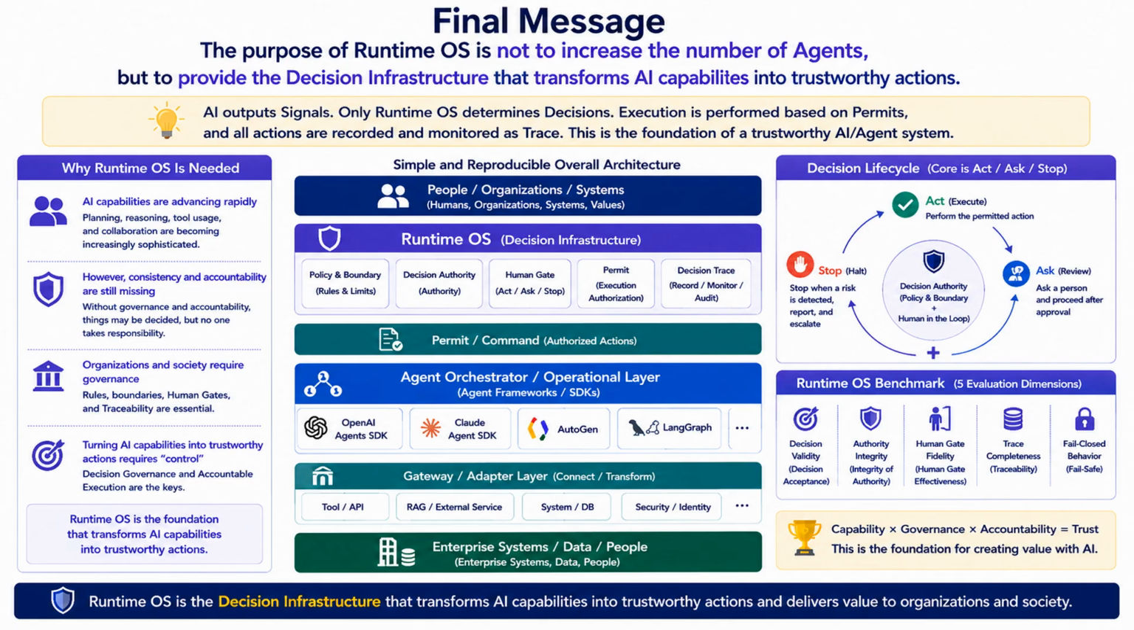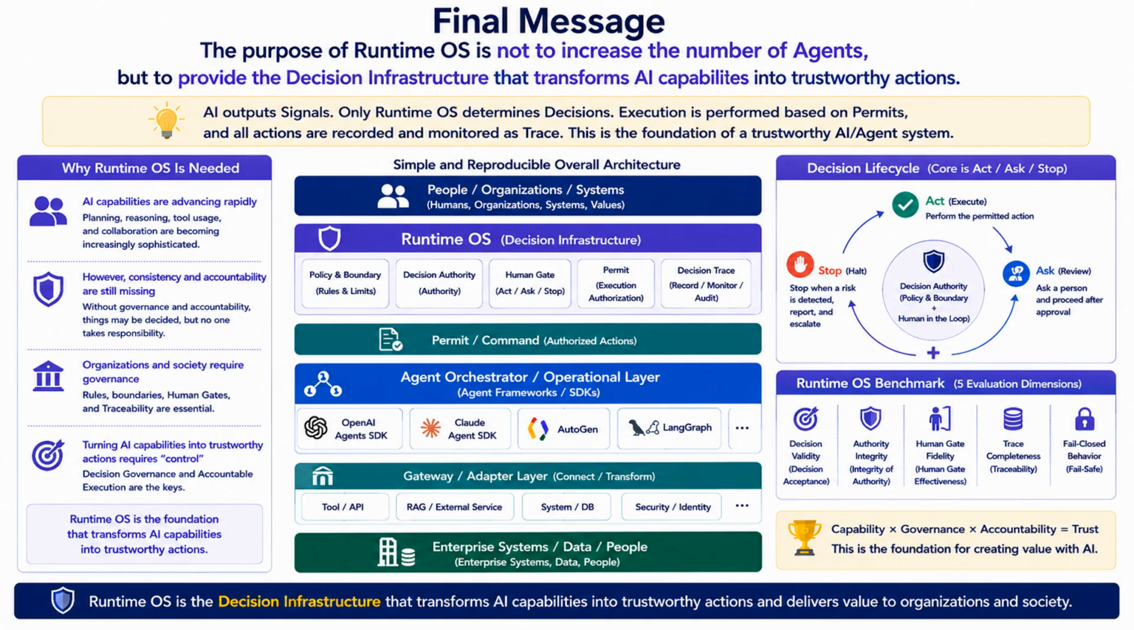That is why the purpose of Runtime OS is not to create more agents or to build yet another agent framework. Powerful agent platforms such as OpenAI Agents SDK, Claude Agent SDK, AutoGen, and LangGraph can continue to serve as the operational layer. What Runtime OS provides above them is a decision infrastructure. AI and agents generate signals. Runtime OS finalizes decisions based on policy, boundaries, and authority. When necessary, it asks a human through the human gate. When execution is authorized, it issues a permit and allows the system to act.